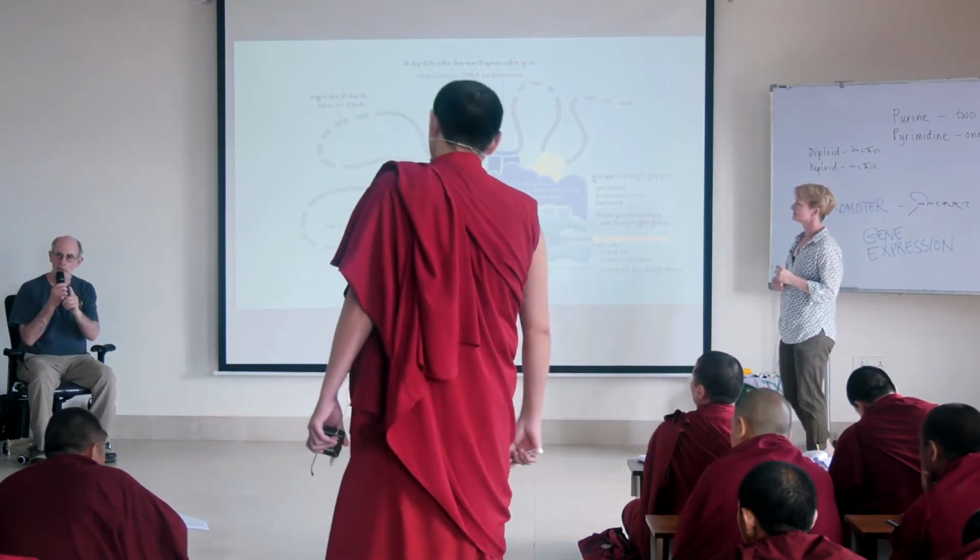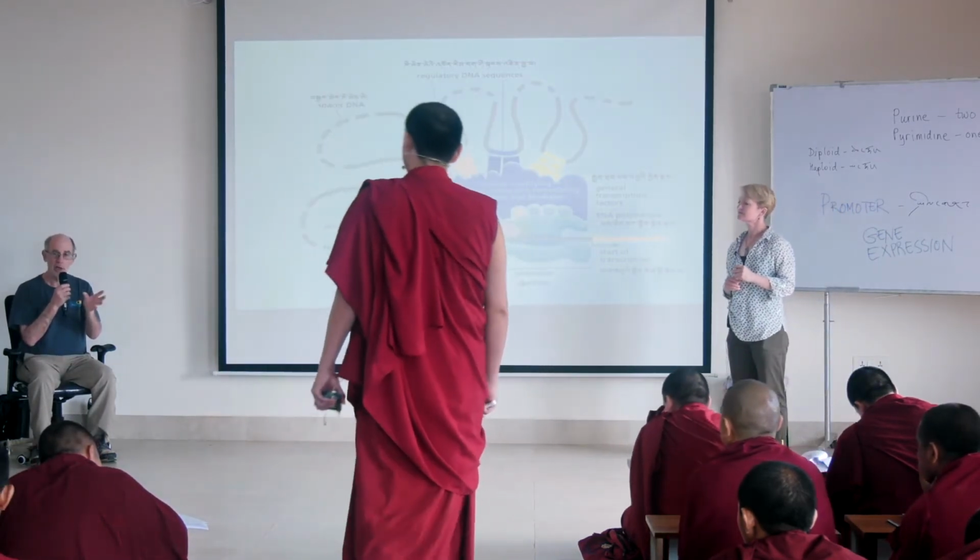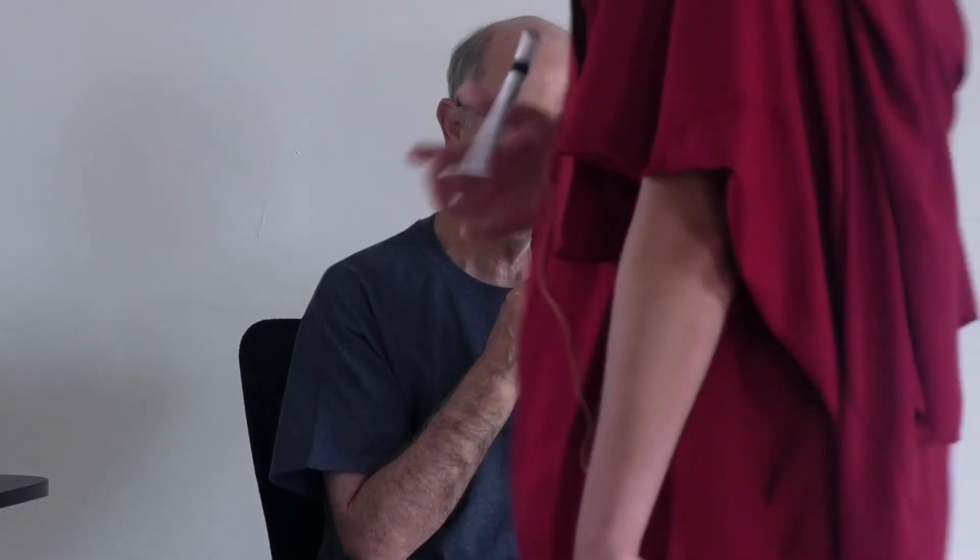But your genes, each gene is spliced in many different ways. And so one gene can end up giving you 10 or 20 different proteins.